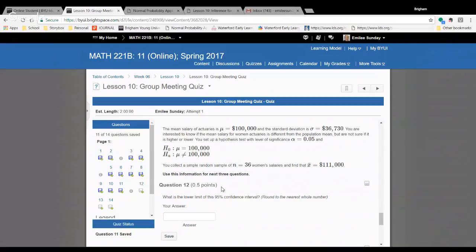Okay. All right, so let me get my brain wrapped around something here. All right, let me read this one. I need to get my brain engaged. The mean salary of actuaries is mu equals 100,000, and the standard deviation is 36,730. You're interested to know if the mean salary for women actuaries is different from the population mean, but are not sure if it is higher or lower. You set up a hypothesis test with a level of significance of 0.05. And your formula, your null hypothesis, and then your alternative hypothesis. Okay. You collect a simple random sample of 36 women's salaries and find that X bar equals 111,000.